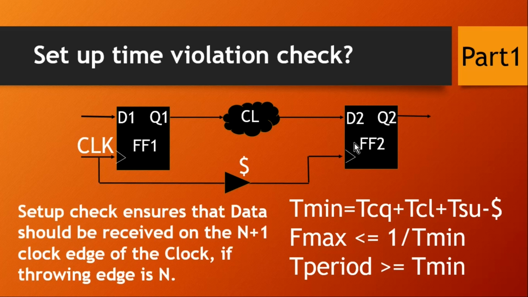So let me conclude it for you, and I have written it in the slide. The setup check ensures that data should be received on the n plus 1 active edge of the clock on the capturing flip-flop if the launching edge is the nth active edge of the clock taken by flip-flop 1. Now this setup check will cover both scenarios. It should not be received on the n plus 2, n plus 3 active edge of the clock, and it also ensures that the setup time of flip-flop 2 must not be violated.